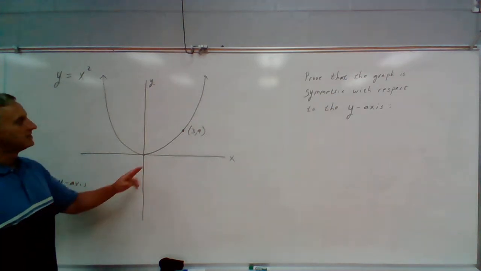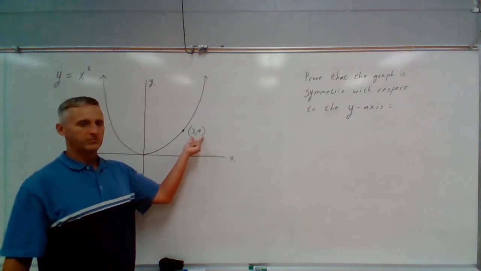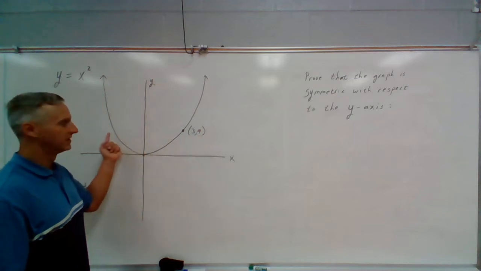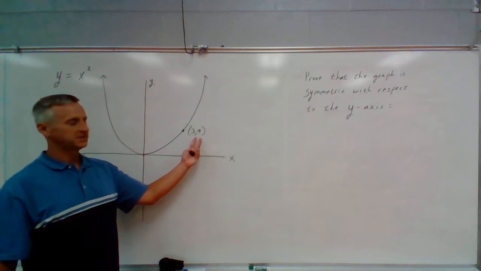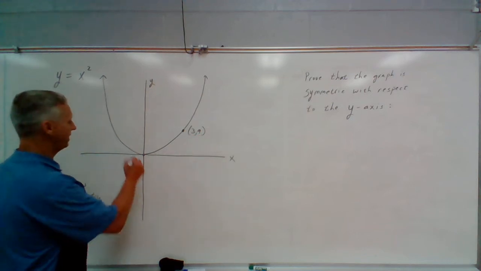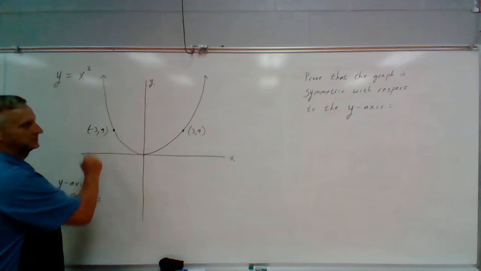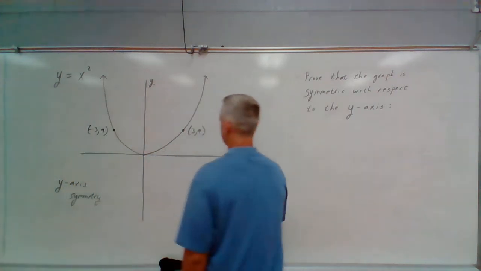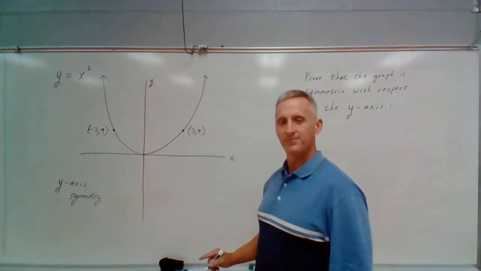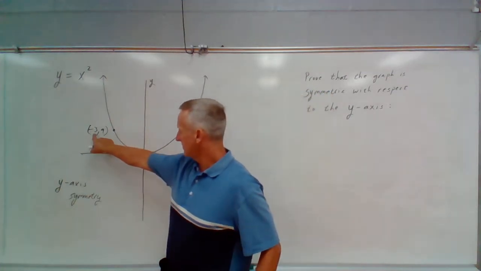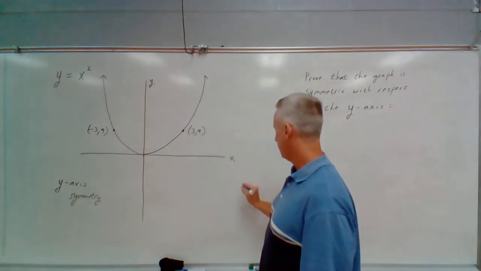Sure looks like it is. To make sure that it is, we have to prove that anytime the point (x, y) is on the graph, the point (-x, y) is on the graph. Or for this example, if (3, 9) is on the graph, we have to make sure that (-3, 9) is on the graph. So (3, 9) we know is on there. Is (-3, 9) on there? We can plug -3 in for x and 9 in for y, and it has to be true.